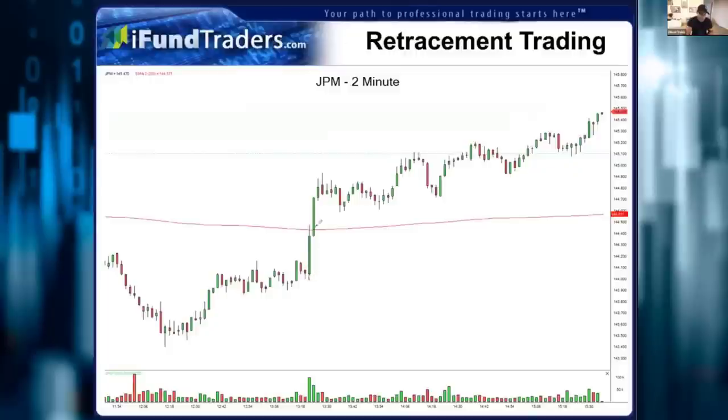JP Morgan today. Strength move up. Look at how, let's just cut it in half. Now that we cut it in half, let's grab the sweet zone, the sweet spot, which is a little bit higher than half. And you get the turns out of the sweet spot.